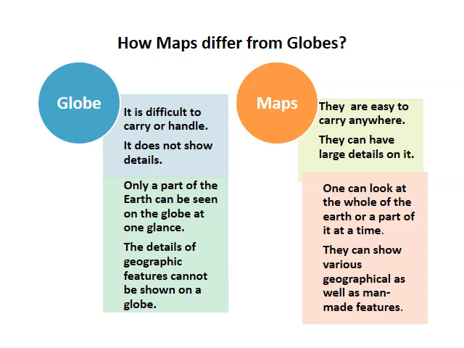Here is the differentiation between maps and globes. A globe is difficult to carry or handle, while maps are easy to carry anywhere. A globe does not show details, but maps can have large details on them. On a globe, only a part of the earth can be seen at one glance, while on a map, one can look at the whole of the earth or a part of it at a time. On a globe, the details of geographic features cannot be shown, but on a map, they can show various geographical as well as man-made features.